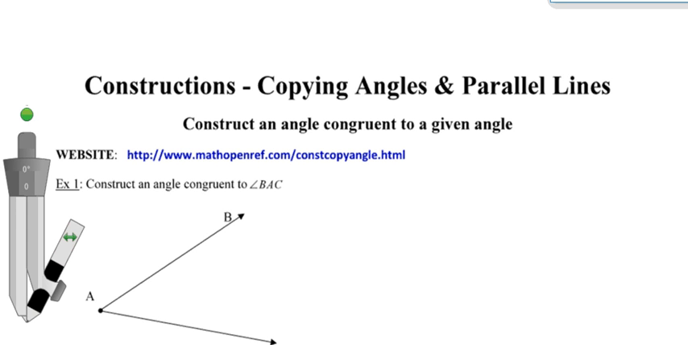Hey, welcome. In this video, I'm going to teach you how to do two things. The first construction that we're going to learn is to copy an angle, and then we're going to use that construction to create some parallel lines.